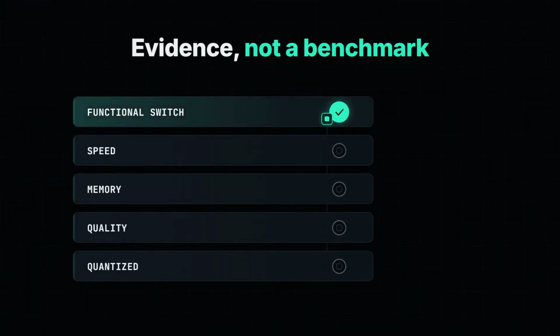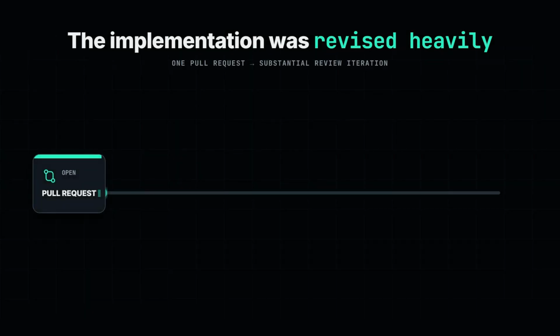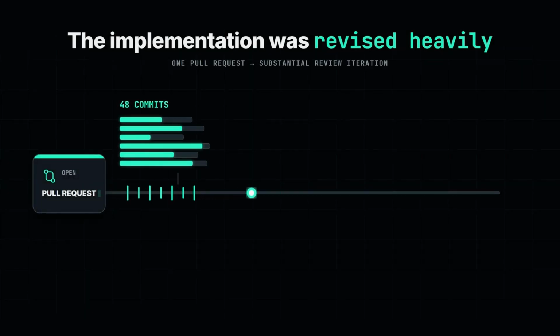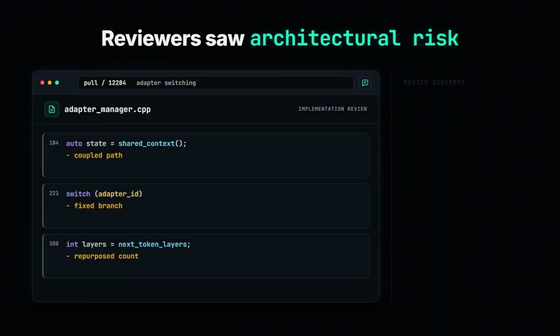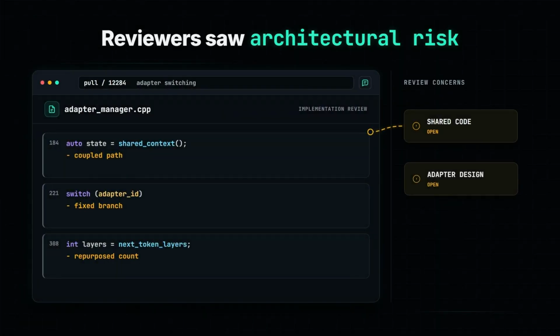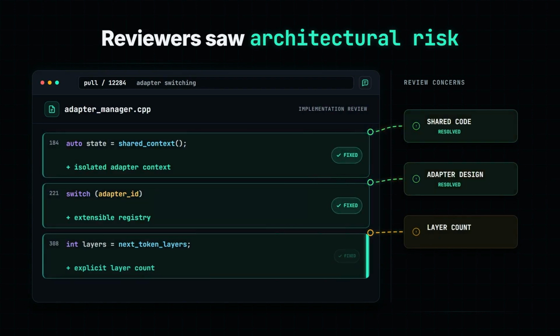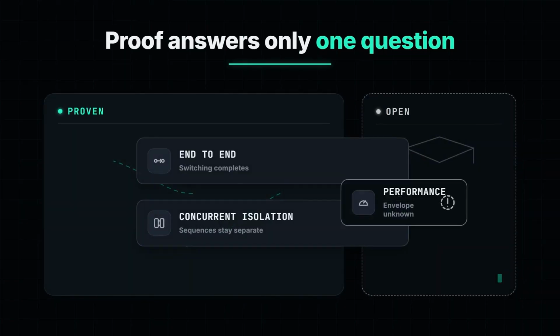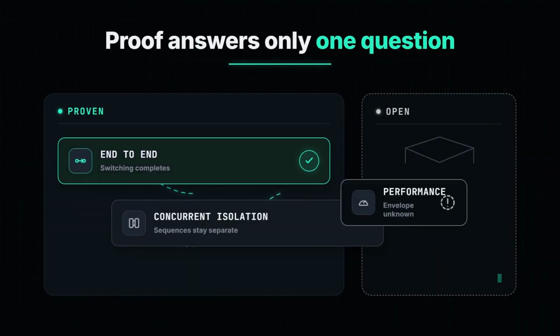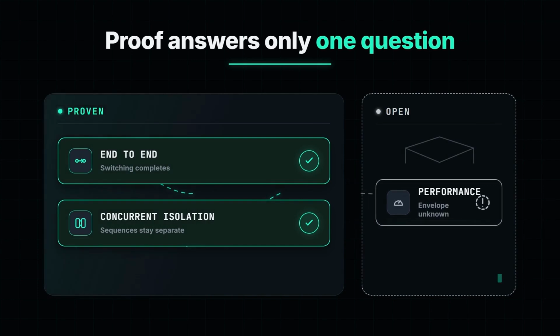The verified packet provides no speed, memory, quality, or quantized performance comparison. The pull request accumulated 48 commits, review discussion, correctness fixes, approvals, and a final merge into master. Review comments questioned shared code hacks, adapter extensibility, and repurposing the next token layer count, even as the change gained approval. We know switching runs end-to-end and isolates concurrent sequences. We don't yet know its broader performance envelope.